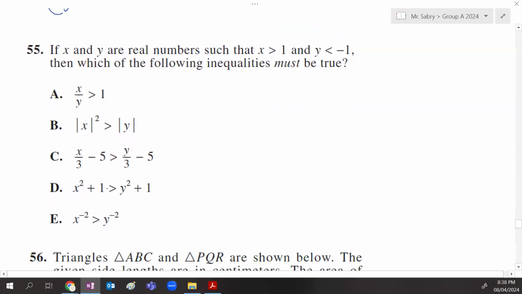55. X and Y are real numbers such that X is bigger than 1 and Y is less than -1. Then which of the following inequalities must be true? If X is bigger than 1 and Y is less than -1, I'll pick a number. So I'll pick, for example, 5 for the X and I'll pick -4 for the Y. Weird things. Okay. I'll substitute.